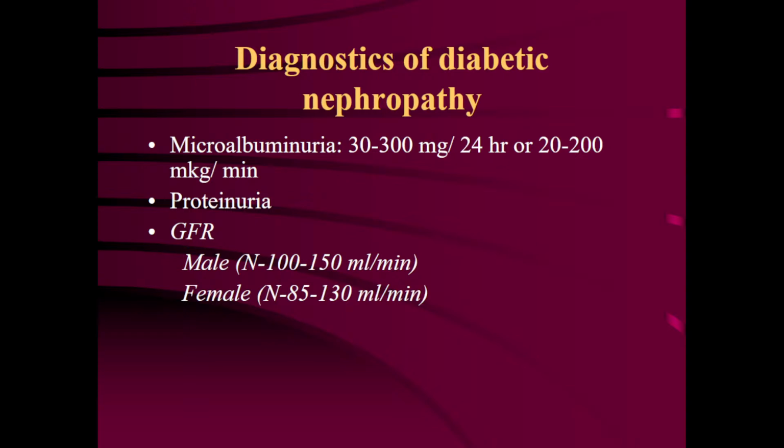What tests are also very beneficial, they are necessary. Microalbuminuria test. Criteria for microalbuminuria are the following. If albumin concentration is from 30 to 300 milligram per 24 hours, or 20 to 200 microgram per minute, it's a criteria of microalbuminuria. Is it understandable?